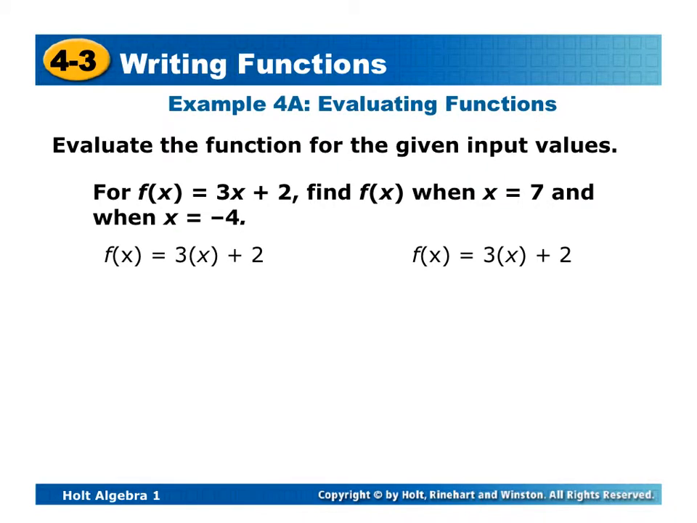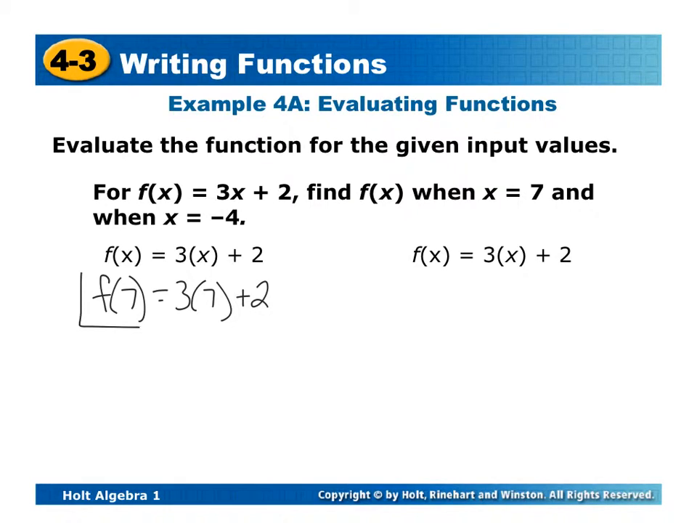Now the thing is, once we have these function rules, we can actually evaluate for different input values to find other points on our function. So here, for when f of x is equal to 3x plus 2, we want to find f of x when x is equal to 7 and when x is equal to negative 4. So what we're going to do is this becomes f of 7, and every time we see x in our function, we're going to replace it with that 7. So here this becomes 3 times 7 plus 2.